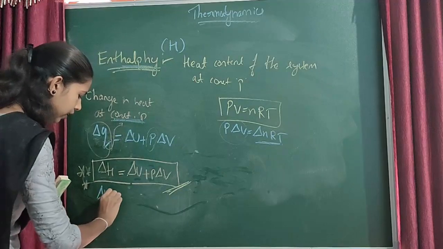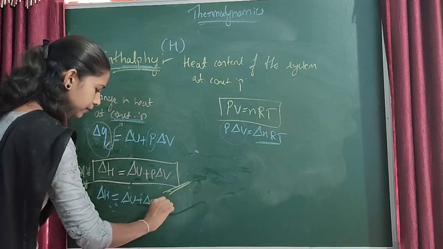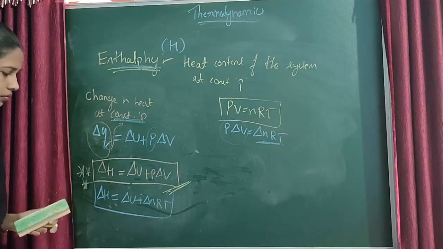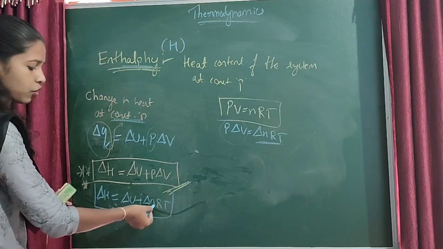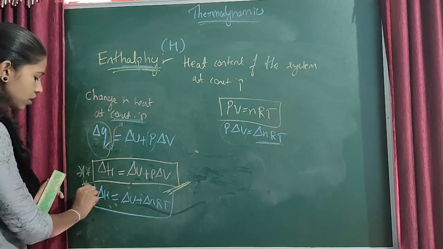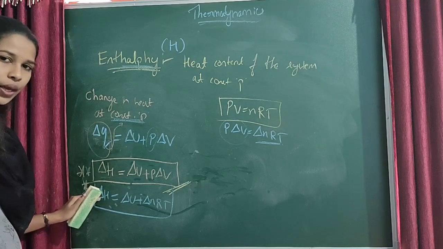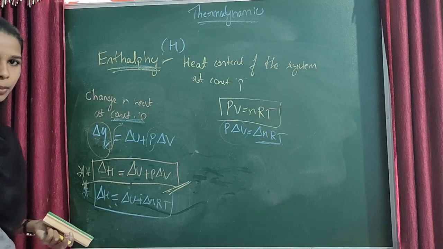I will get delta H is equal to delta U plus delta nRT. This is another equation for enthalpy. The previous one is in terms of pressure and volume. This one is in terms of number of moles, universal gas constant, and temperature. These two are important equations. While solving numericals you are going to use these equations, and from the point of view of CET and NEET also, these equations are very important.